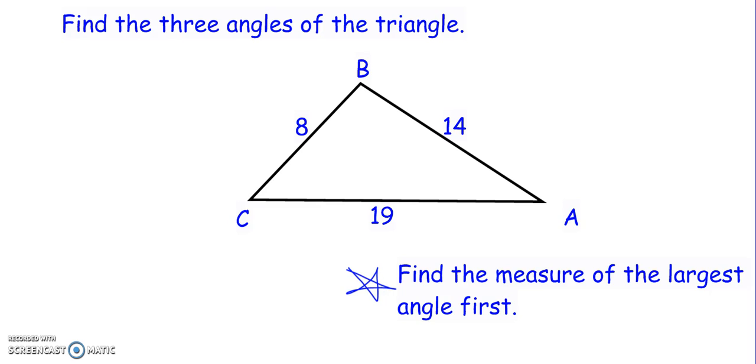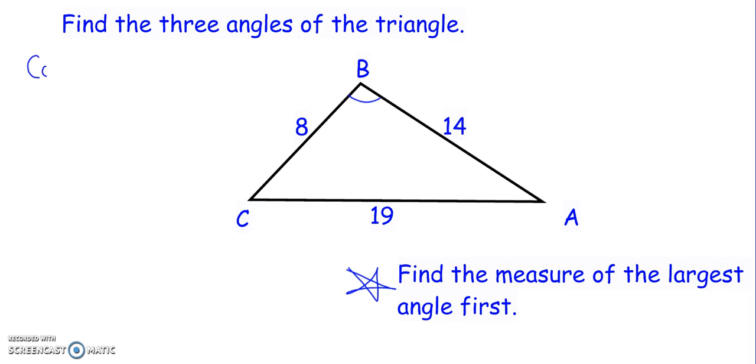All right? We'll talk about why that is, but even though this is not drawn to scale at all, you can determine which is the largest angle, and it is angle B. And the reason I can say that is because it is opposite the longest side. So I know angle B is my largest angle. So I'm going to use my formula for cosine B.